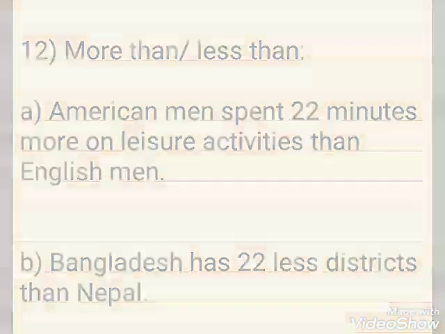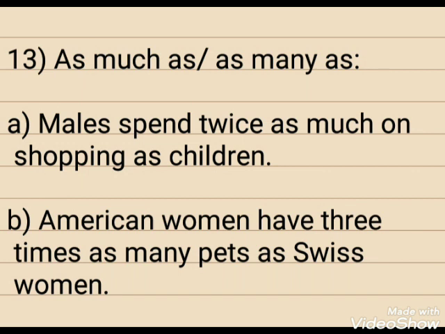Next structure: as much as or as many as. First sentence: males spend twice as much on shopping as children. Next sentence: American women have 3 times as many pets as Swiss women.